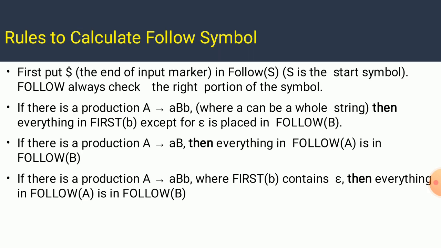And rule number three is, if there is a production A produces aBb, and in some situation b returns epsilon, then rule number 2 is applicable, that is, the follow of capital A will be included in follow of capital B. So these rules we can apply to calculate the first and follow symbols.